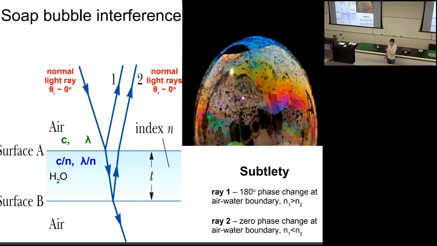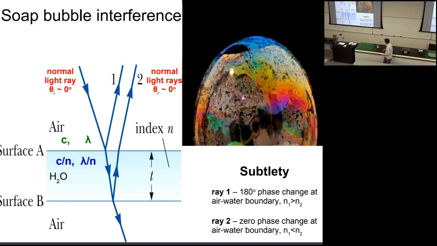They thought they understood two-source interference, but when you predicted the pattern that you would see for soap bubble interference, it was the wrong way round. Where you were expecting constructive interference, you got destructive interference. Where you were expecting destructive interference, you got constructive interference. It was exactly the wrong way round.